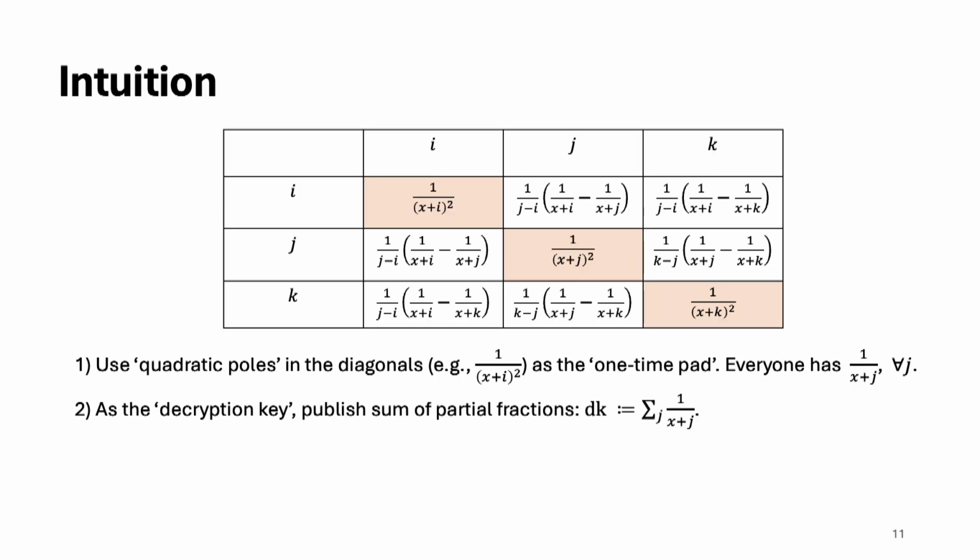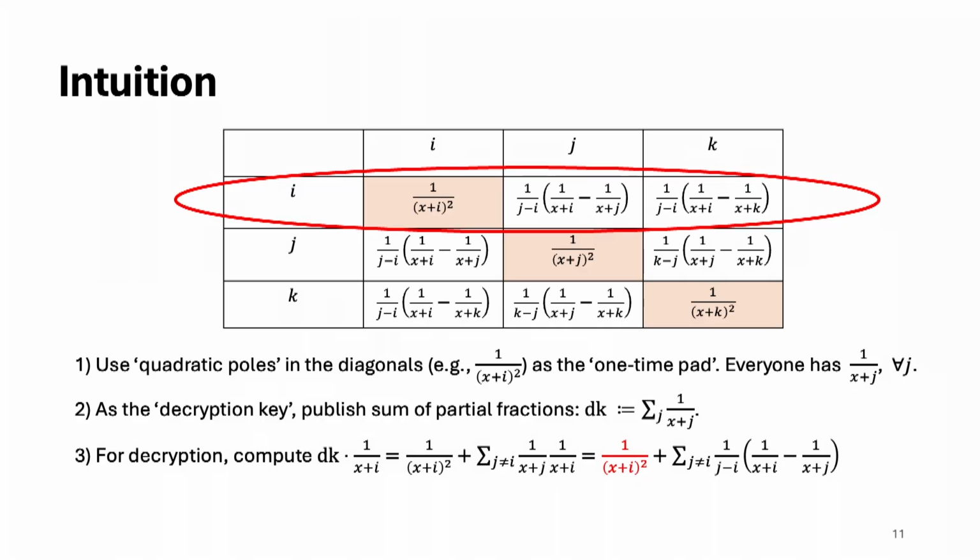Okay, so the second step is, as the decryption key, we will publish a sum of partial fractions. So basically, the sum of 1 over x plus j's. This is how the decryption key intuitively looks like. Now, the crux of the matter happens at the time of decryption. In decryption, what you do is the following. Suppose you want to obtain the transaction that was encrypted to some index I. That's why I was talking about index dependency. So you have this transaction I that was encrypted to index I, and you want to obtain that.